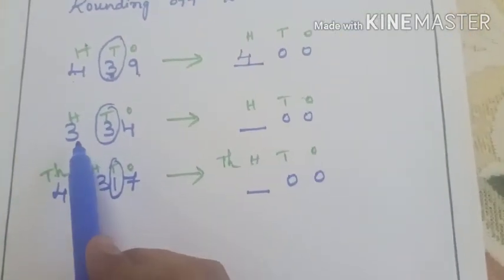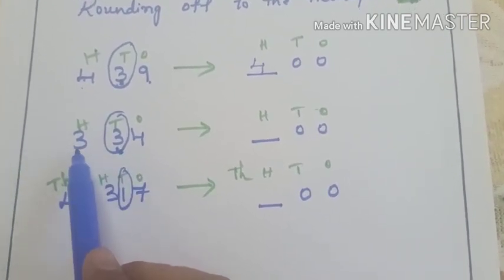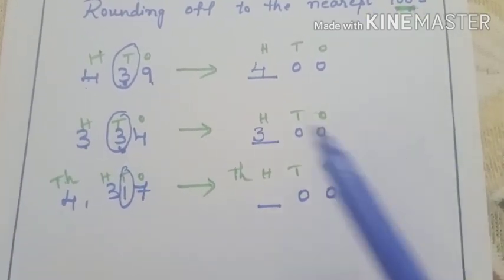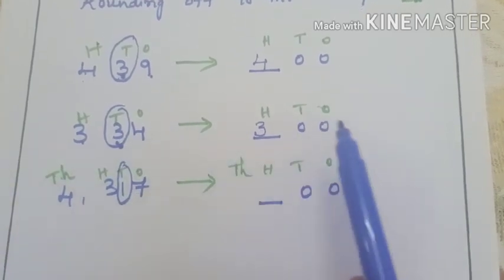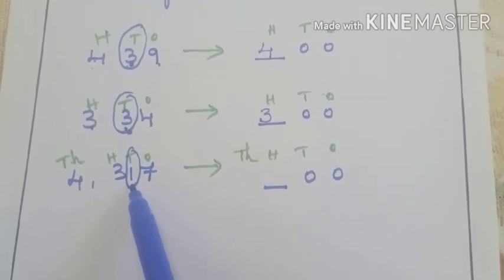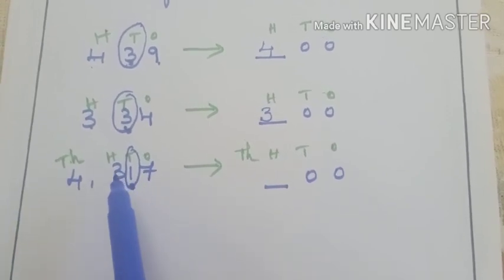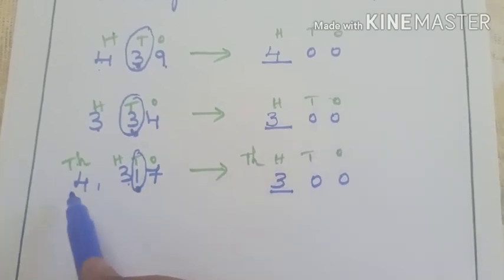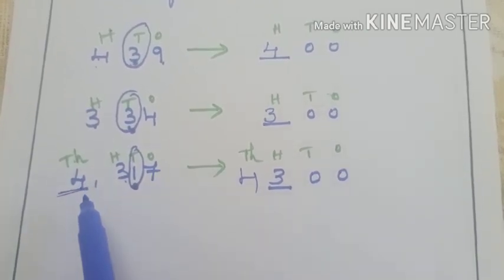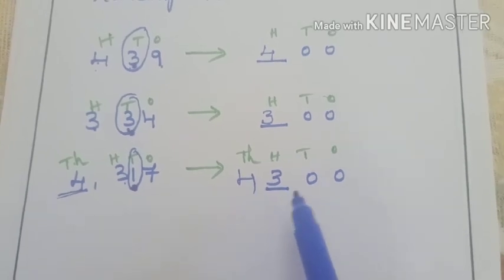The next one, here also 3. 3 is less than 5, so no need to add anything to the hundreds place. Keep 3 as it is. It becomes 300. So 334 is nearest to 300. The next one, here also you should check the tens place. The tens place is 1. 1 is less than 5. So 3 as it is. Also 4 is an extra number here. Write down 4 also as it is. So 4,317 rounded to the nearest hundreds is 4,300.